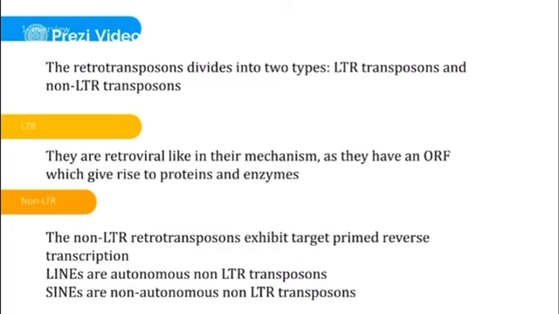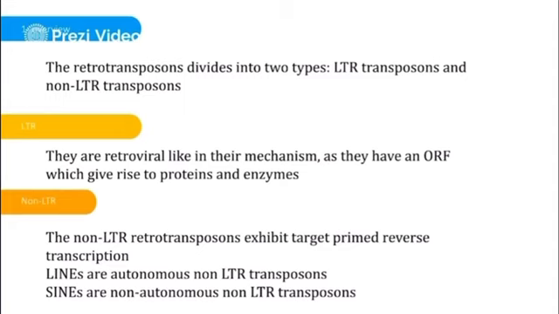Non-LTR retrotransposons, on the other hand, don't have LTRs at their ends. Instead, they have a single internally located target site duplication, TSD, which is a short sequence of DNA that is present at the site where the element has been inserted. Non-LTR transposons can be further divided into two subtypes: LINEs, long interspersed nuclear elements, and SINEs, short interspersed nuclear elements.